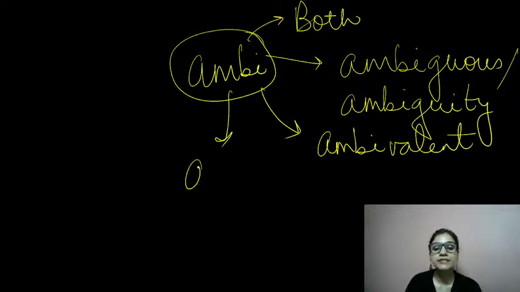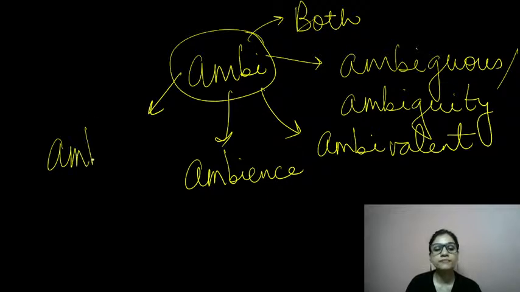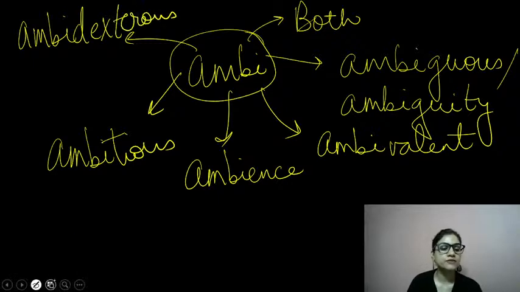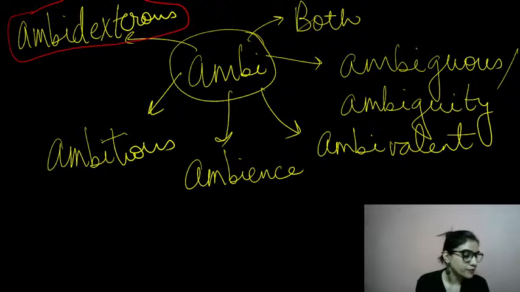We have ambience. We have ambitious. And we have an important word, ambidextrous, which we have discussed many times. I remember we've discussed this word ample number of times when it comes to your, yes, unclear, hazy, right? Absolutely, Pradeep. That is ambiguous, something which is not clear, right? Ambidextrous we have discussed many times on antonyms and synonyms.